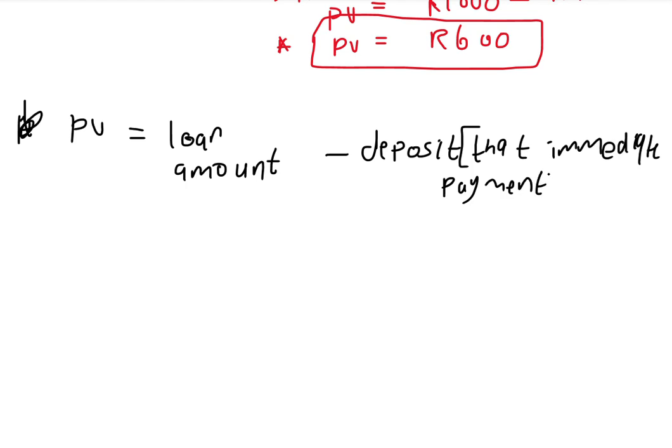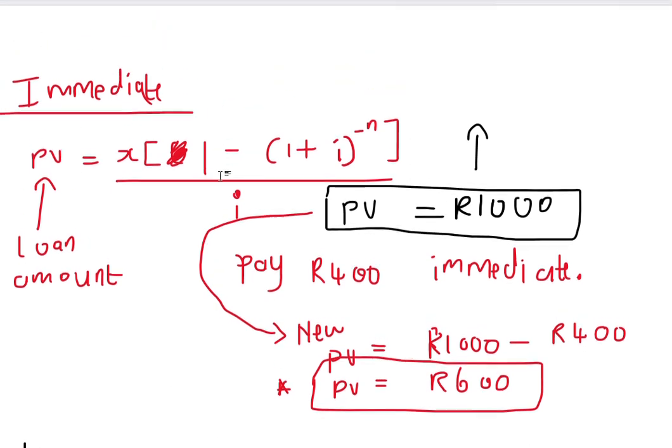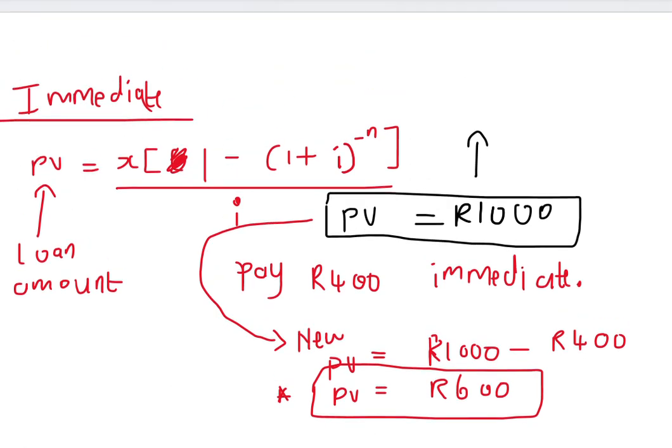This means that when you are going to use the formula for present value, you are going to use the value of PV as the amount which you have gotten after subtracting the deposit. So in simple terms, for the present value for immediate payments, you take the loan amount that you borrowed and you subtract the deposit.